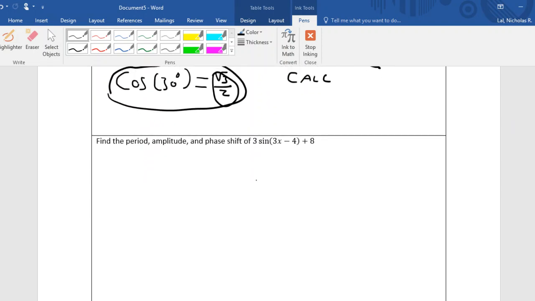Find the period, amplitude, and phase shift of 3 times the sine of 3x minus 4 plus 8. So here we have to factor out 3. This will become 3 times sine. You always factor out the coefficient of x. 3x divided by 3 is x minus 4/3. Negative 4 divided by 3 is negative 4/3.